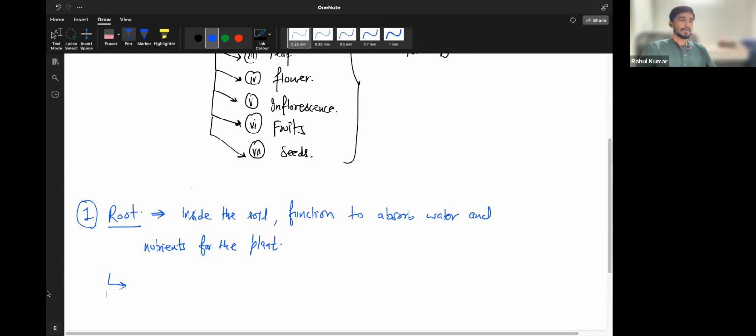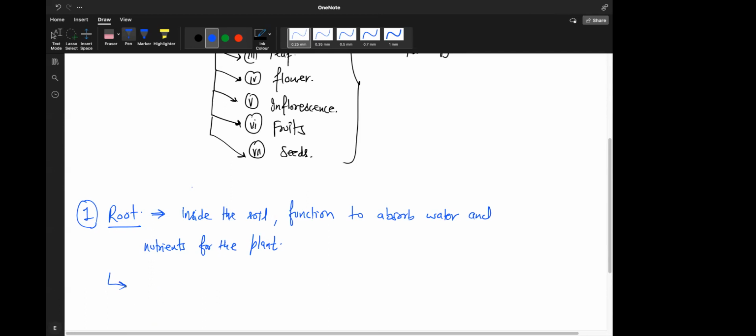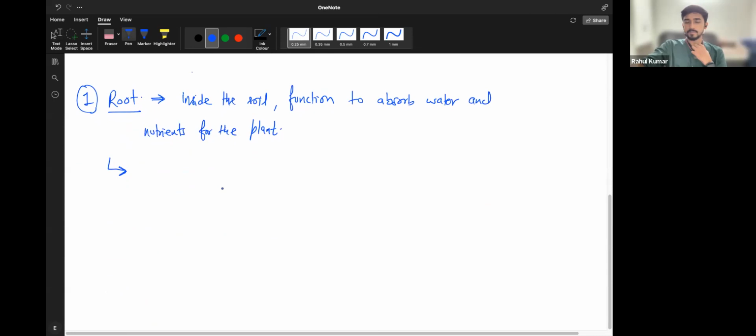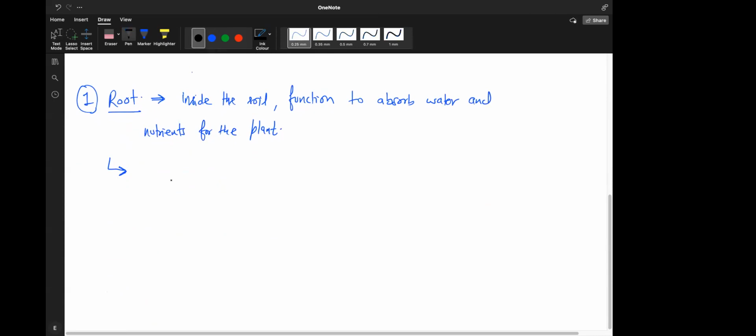Now, what else do you know about the root? When a seed develops into a plant, what forms root and what forms shoot, you know? Yes, tell me. Iram? Radicle forms the root. Okay. Plumule forms the entire shoot system.